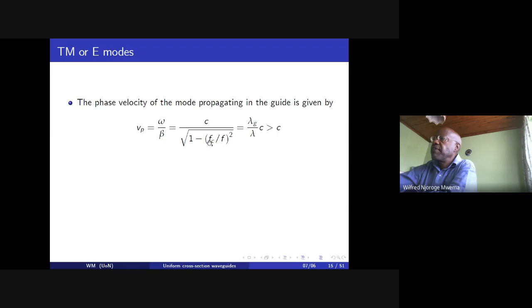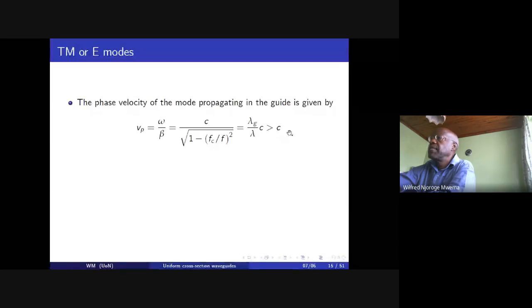And since Fc over f is positive, its square is positive, then root 1 minus that will always be smaller than unity, and therefore we see that the phase velocity within the guide is going to be above the value of c, in the ratio of the guide wavelength over the unbounded wavelength of the signal, multiplied by c. And we see that this is going to be larger than c, that is the speed, the phase velocity of the wave in the unbounded medium.